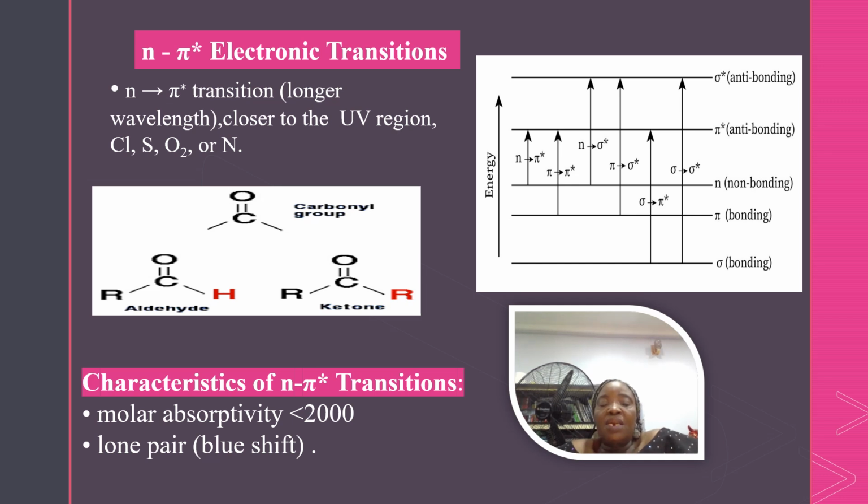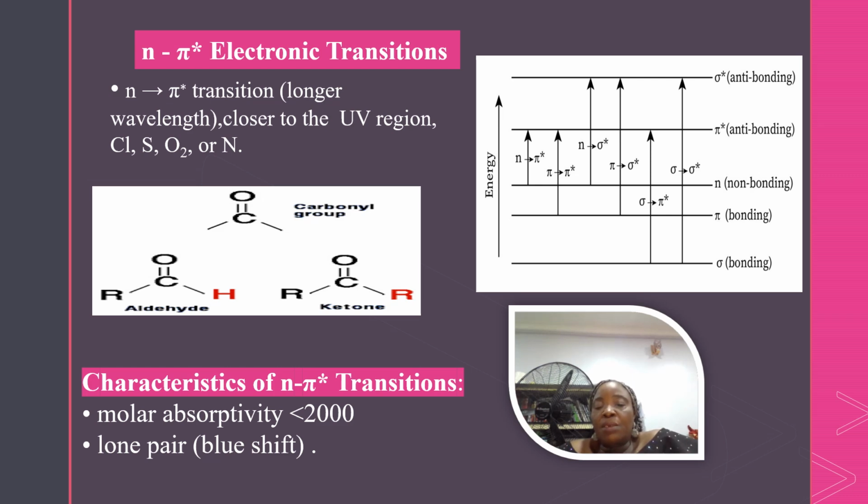Another transition is the n to pi star electronic transition. In n to pi star electronic transition, an electron in an unshared pair of a heteroatom is excited to the pi star antibonding orbital. It involves the least amount of energy of all types of transition. In ultraviolet spectroscopy, the n to pi star transition gives the absorption with a longer wavelength. They occur at longer wavelengths closer to the UV-visible region.